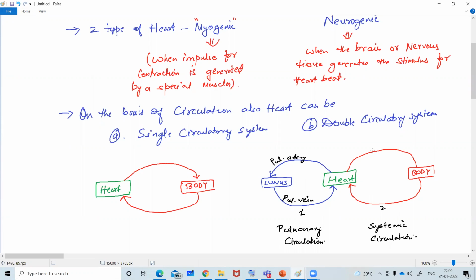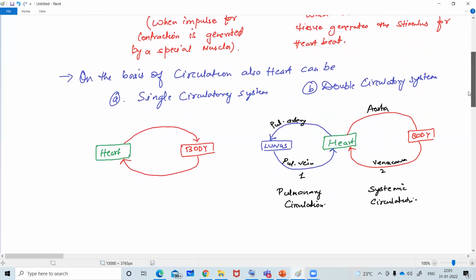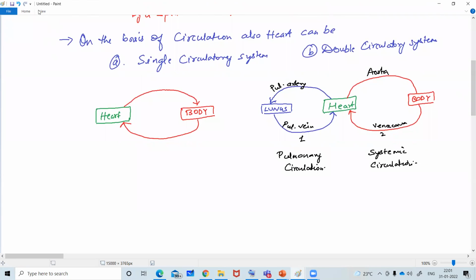Heart to the body is aorta. Okay, and body to the heart, you have the superior and inferior vena cava. So commonly we can call it vena cava, right? Single circulation is also called simple circulation because the blood goes once at a time and then comes back to the heart. So on that basis, you can write a one-line definition of both circulations.